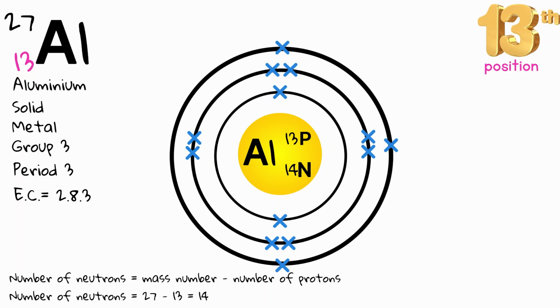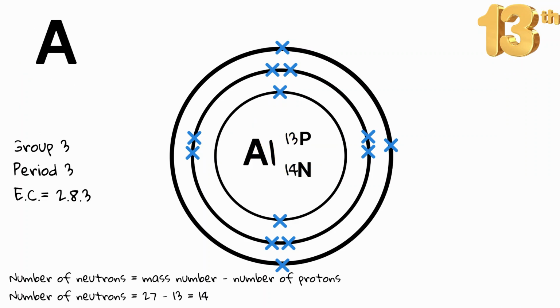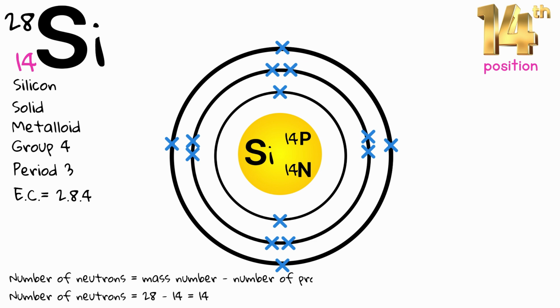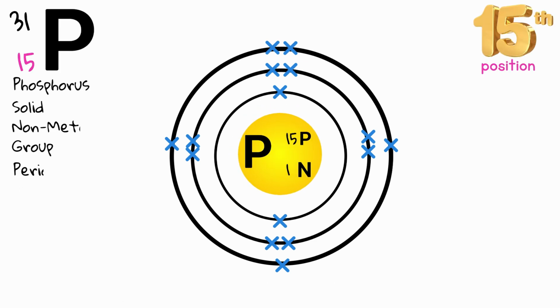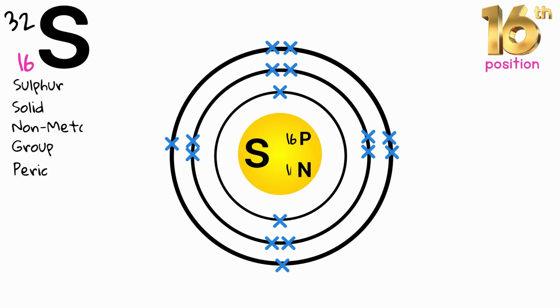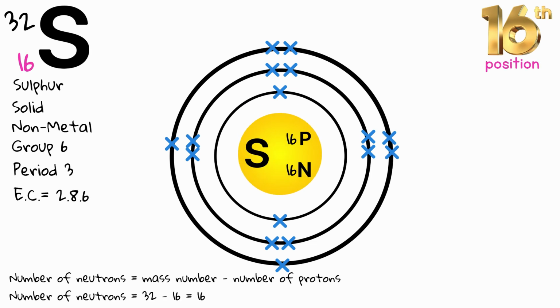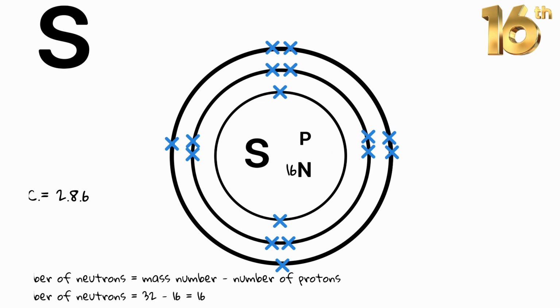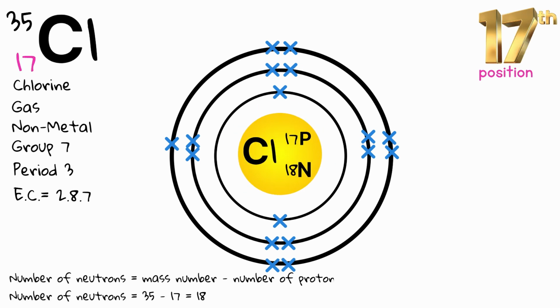Aluminum in the 13th position. Silicon in the 14th position. Phosphorus in the 15th position. Sulfur is in the 16th position. Chlorine is in the 17th position.